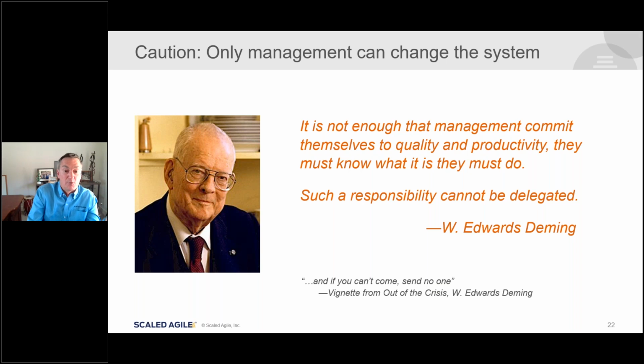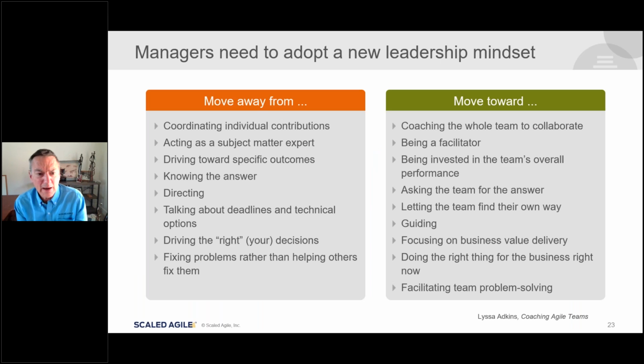But it was key that management was aware, or it could have caused big disruption. Right. So that leads us into the next couple slides here. Managers need to understand this new leadership mindset. I'm not telling individuals what to do. I am not their subject matter expert. I'm not directing them. I'm not the answer man. I don't know all the answers, right? The teams know all the answers, for God's sakes.